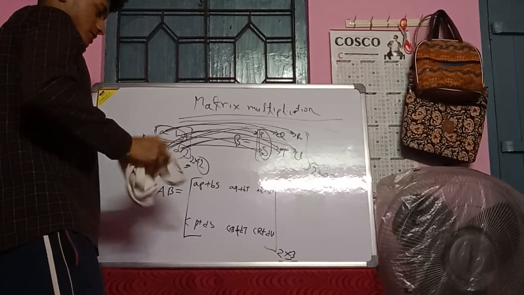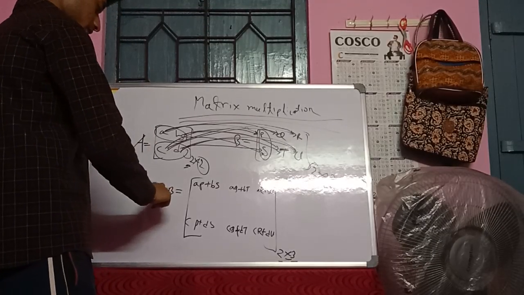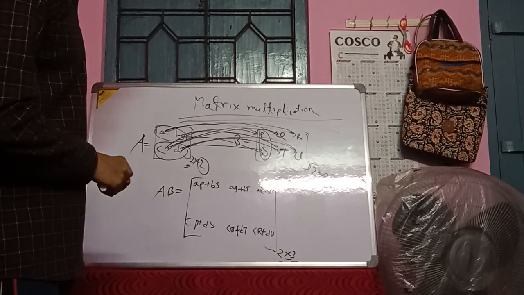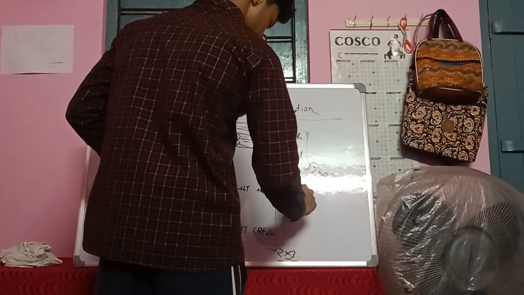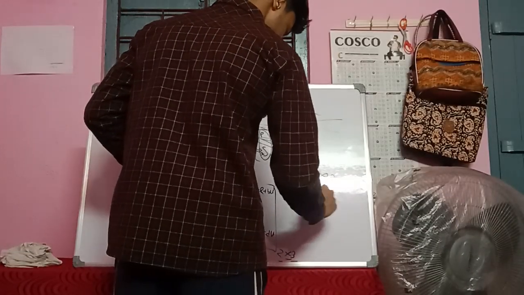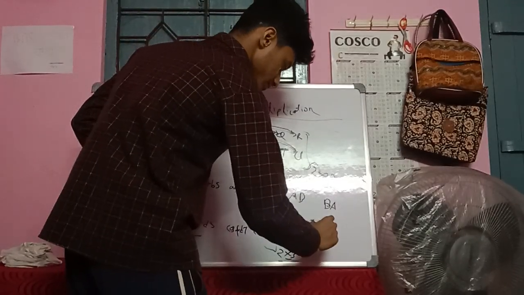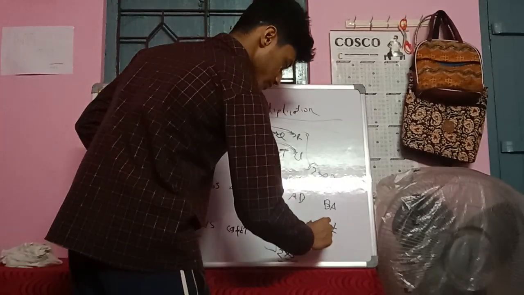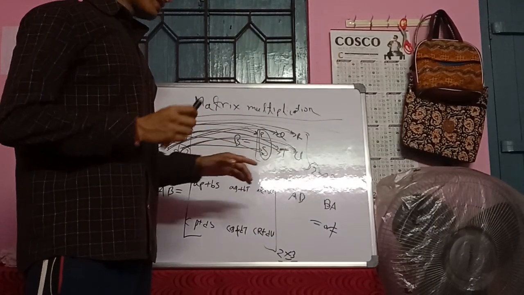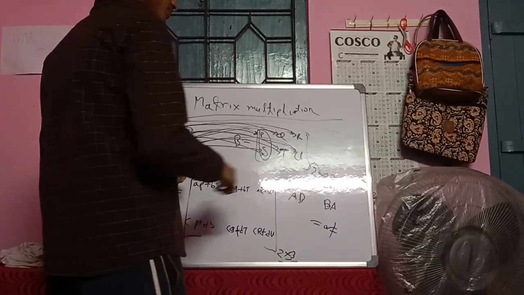I'll probably feel that doubt that we have a product here, AB. Would AB and BA be the same? Would there be an equal sign or a not equal sign? First of all, you find out that this question is fundamentally wrong because you cannot find the product matrix.